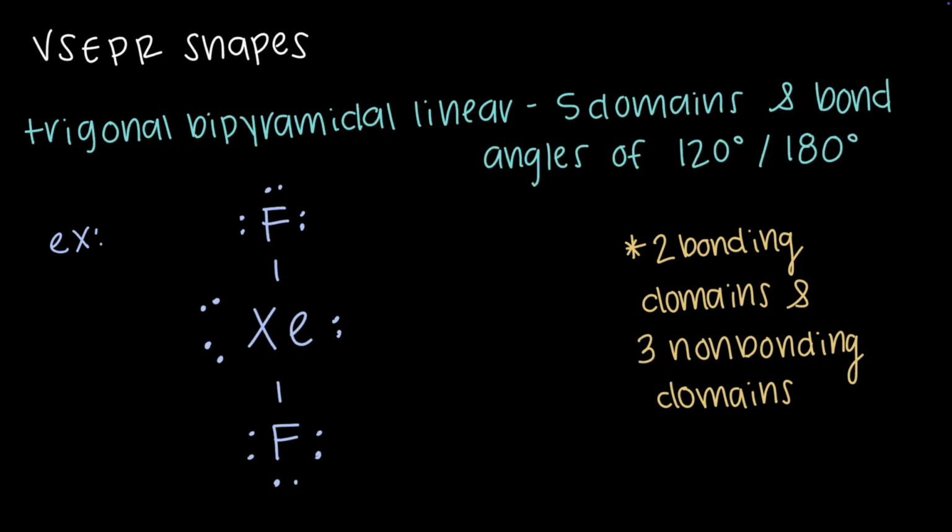Trigonal bipyramidal linear with 5 domains, but 3 of those domains are lone pairs. Trigonal bipyramidal linear will have bond angles of 120 degrees around the lone pairs in the center, and the bonding domains will be at an angle of 180 degrees away from each other. An example will be XeF2.